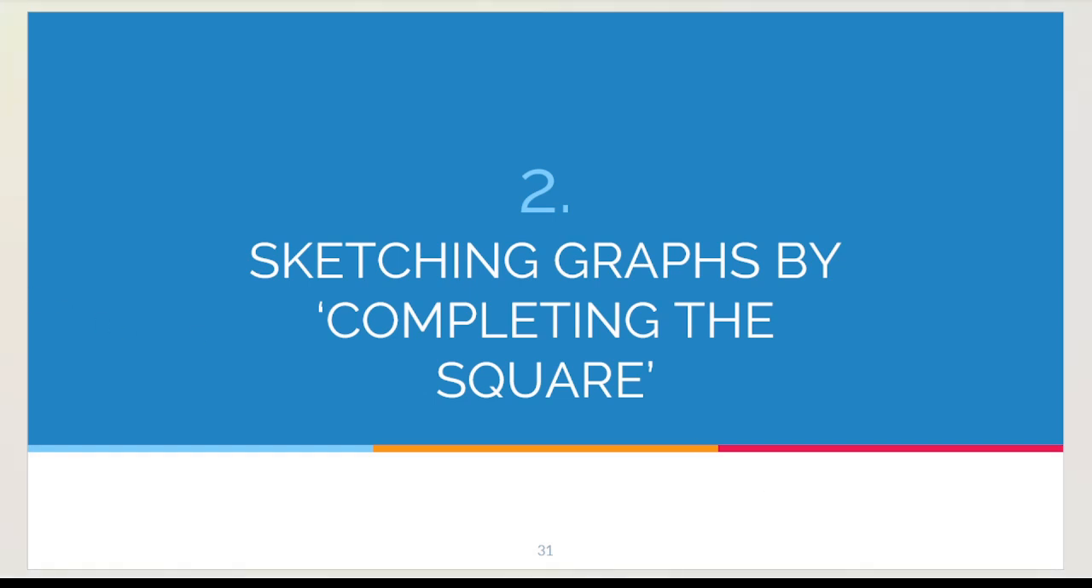Okay, so now we're into a bit trickier territory, but it's stuff that we've done already. We're just sort of converting a couple of bits of knowledge into something new. So to sketch a graph by completing the square, it's effectively when we've already got a quadratic in ax squared plus bx plus c form.